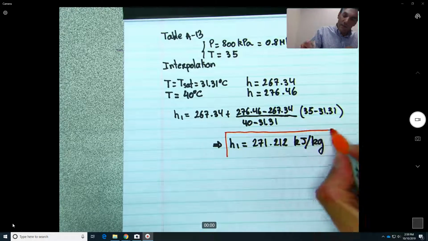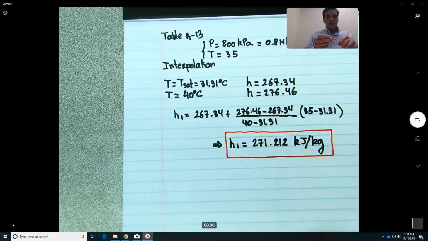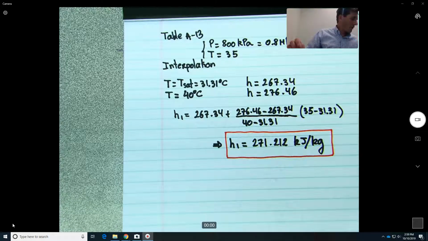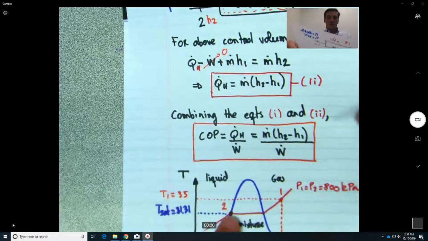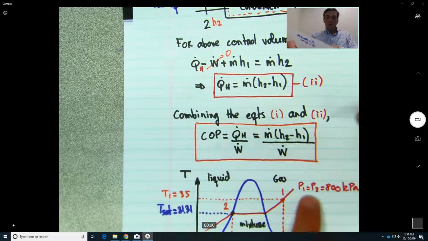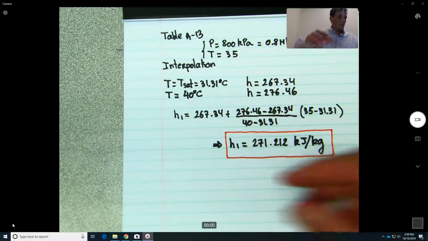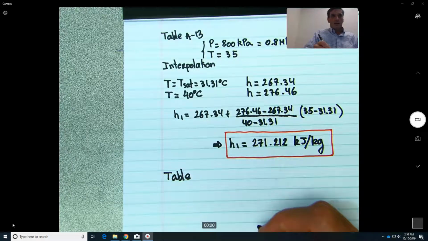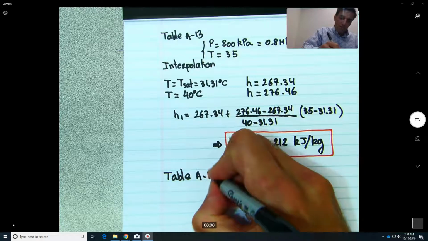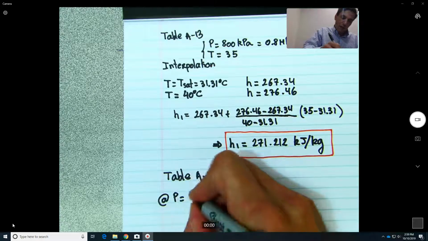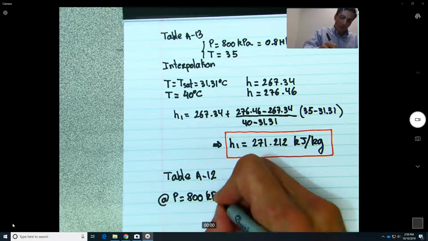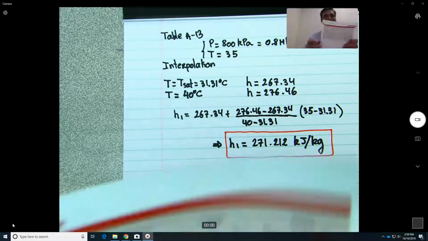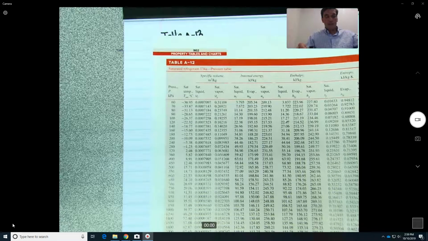All right. Now the other one should be a lot easier. So let's see, what do we have? The curve, the figure over here. So H2 we know it's just the saturated value for the 800, so we know the temperature. So basically, I guess we can go back to the same table, which is table A12 at P equal 800 kilopascals. Let's see what we have. 800 kilopascals.